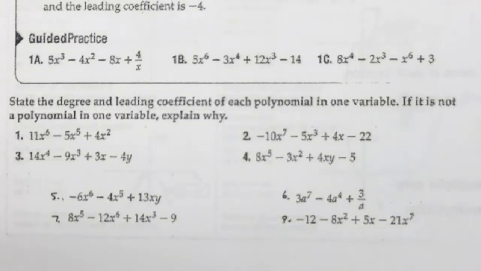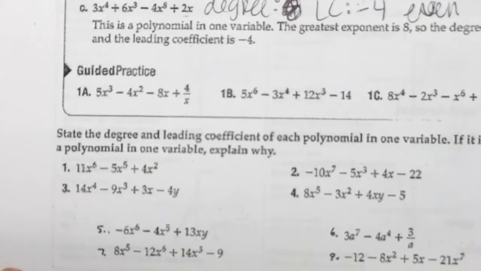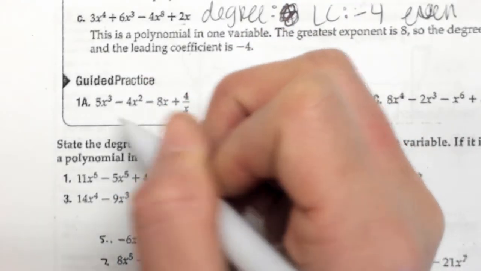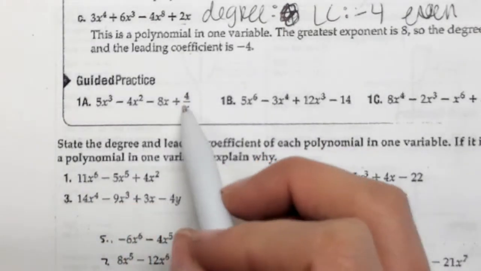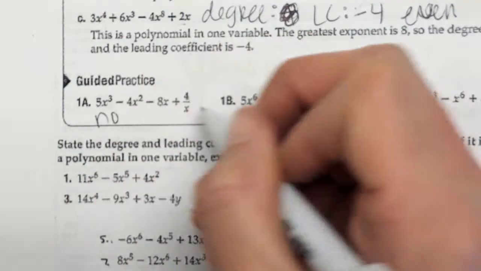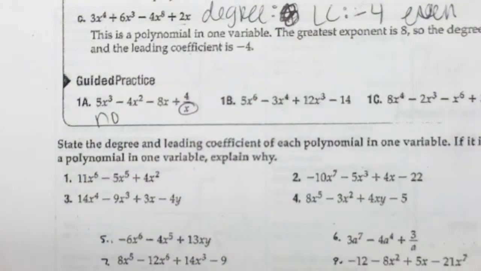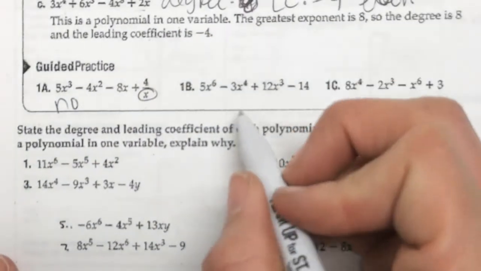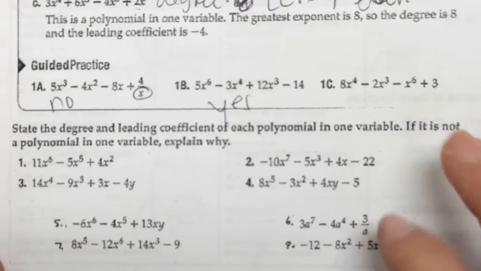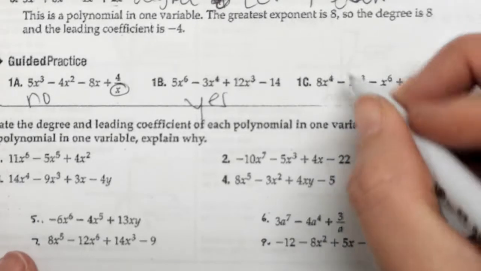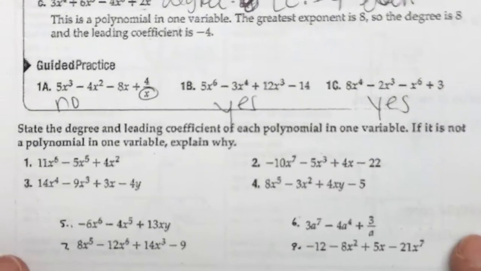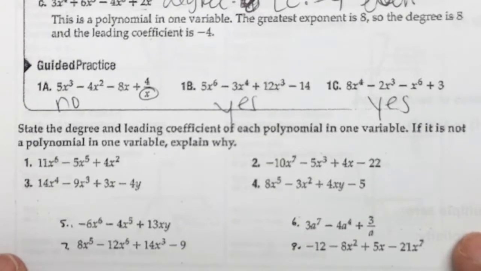Alright, yes or no for 1A? Yes. Gotcha. You can just do this one now. Is this a polynomial? Because why? Very good. Alright, Madison, yes or no on this one? Yes. Everybody agree? Alright, Abigail, yes or no on this one? Yes. Everybody agree? Okay. Do you have a question, Sid?